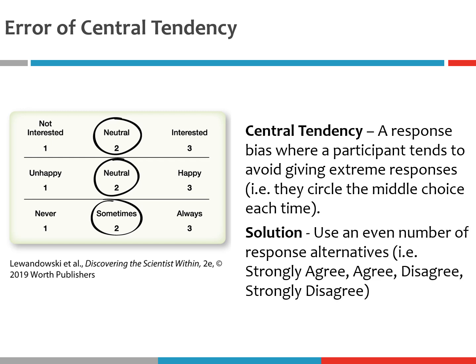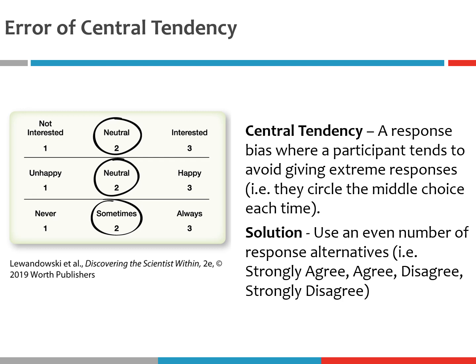So strongly agree, agree, disagree, strongly disagree. There's only 4 options there. There's no neutral. So since there's no neutral option, they're going to have to choose something. And if they have to choose something, they're going to have to read the question.